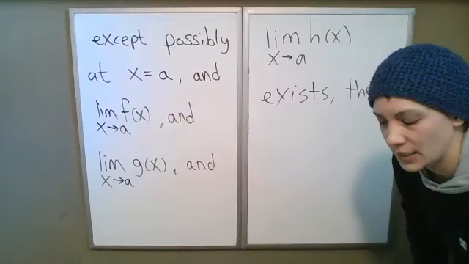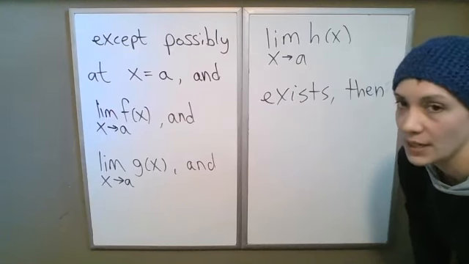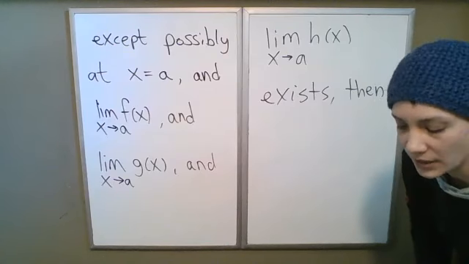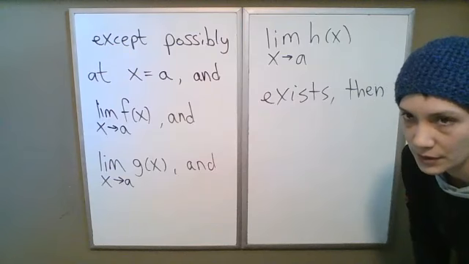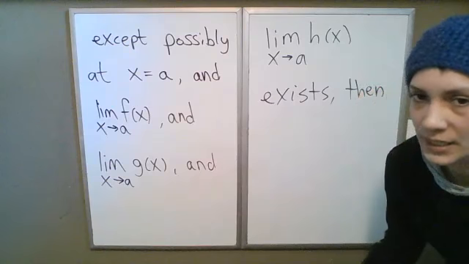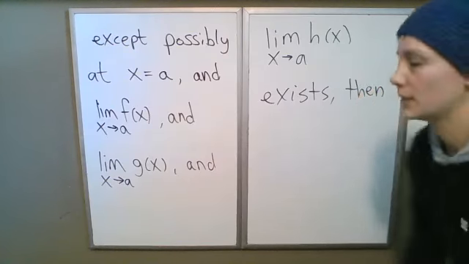I think what I should say is if the limit as x goes to a of f of x is equal to the limit as x goes to a of h of x, and we'll call it some number L, then the limit as x goes to a of g of x also will be equal to L.